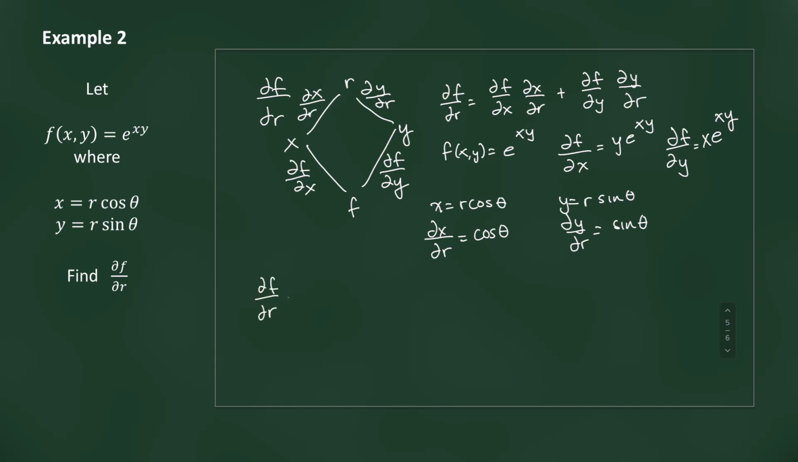So the partial of f with respect to r is going to be the partial with respect to x, so that's y e to the xy, times the partial with respect to r, so we get times cosine of theta, plus x e to the xy times sine of theta. And we can simplify that a little bit by pulling out this e to the xy, and then we're going to get times y cosine theta plus x sine theta.